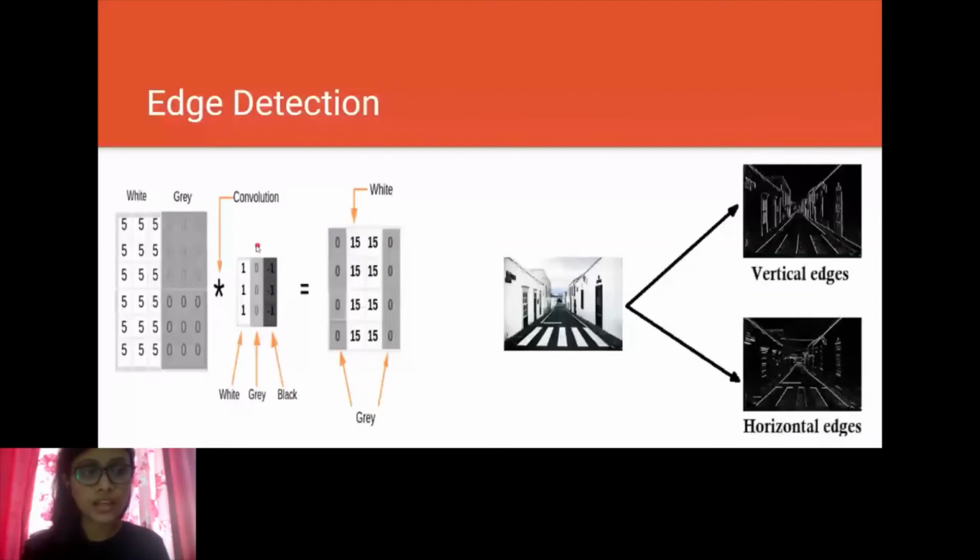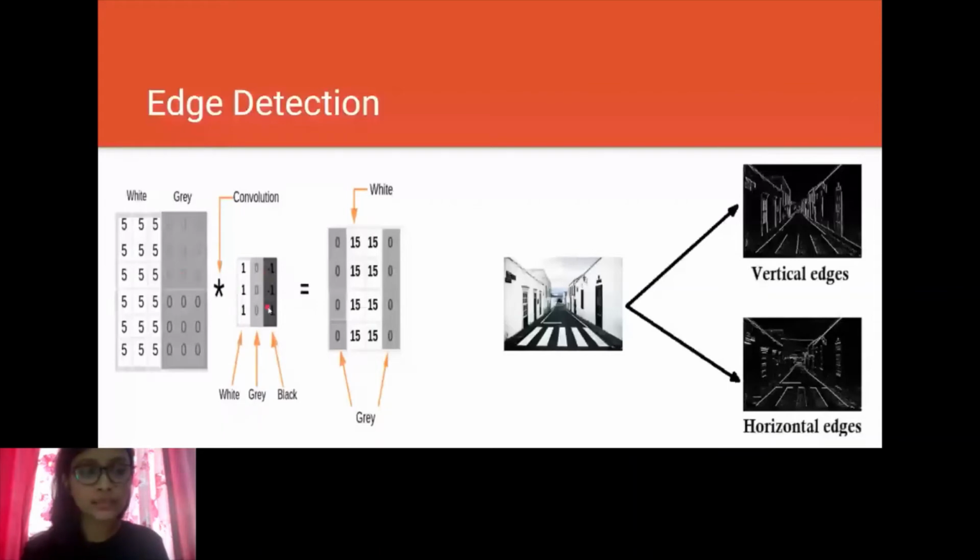Okay. Again, consider the second column of this region. Do the multiplication: 5 into 0 plus 5 into 0 plus 5 into 0. That is nothing but 0. Consider the third column of this region and the third column of this filter. Then 5 into minus 1, 5 into minus 1, 5 into minus 1. Addition of these 3 would be minus 15.